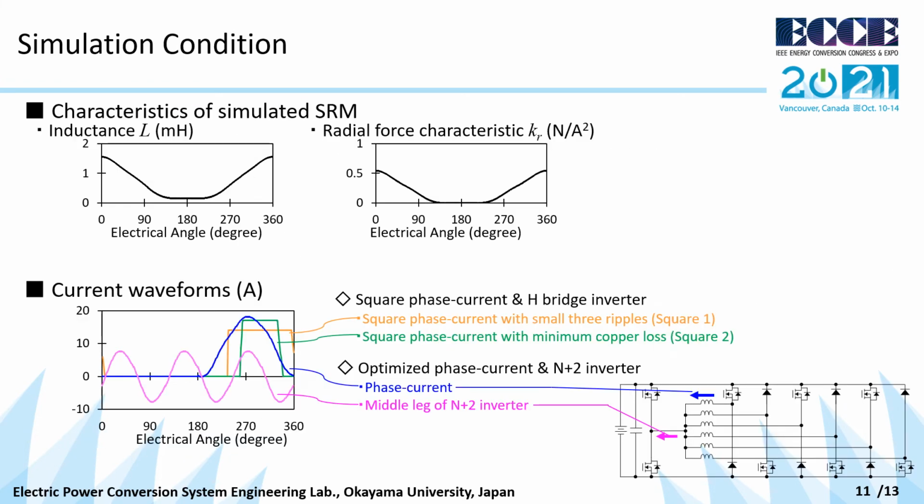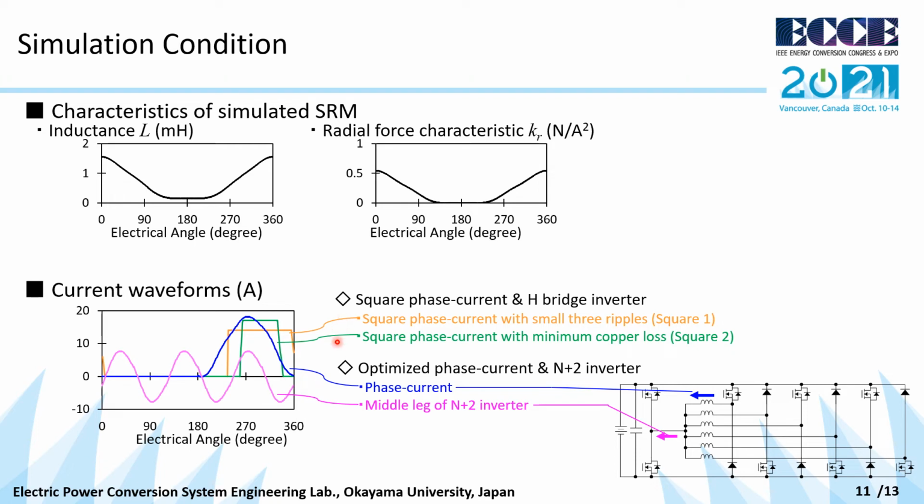In this simulation, the switched reluctance motor has these characteristics. These figures show the inductance and radial force characteristics. In addition, the switched reluctance motor is driven by three types of phase current waveforms. First and second are the square phase current waveforms by the H-bridge inverter. The orange waveform was tuned to achieve small 3 ripples.